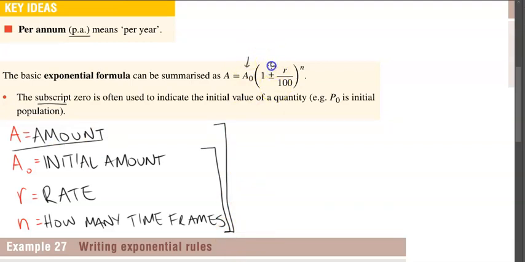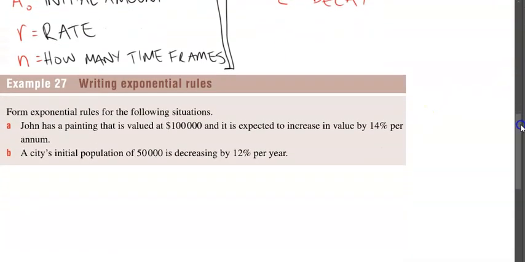Now you notice that there are these plus and minus symbols. They just use it as a shortcut. If we're talking about growth, we add it: 1 plus R over 100, to the power of N. If we are talking about decay, we minus it. That's the main difference.